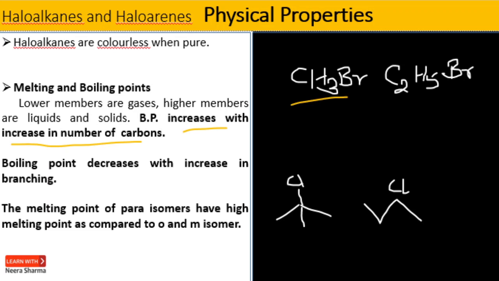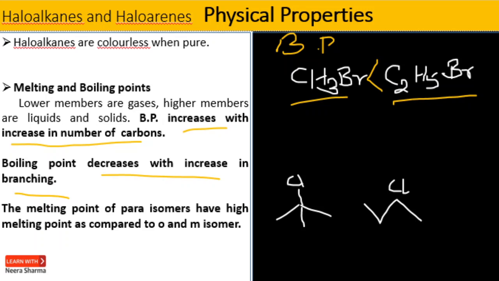If I'm comparing bromomethane and bromoethane, the boiling point increases with increase in molecular mass. The boiling point of bromoethane, the molecular mass is more, so it will be more than that of bromomethane. Similarly, boiling point decreases with increase in branching.